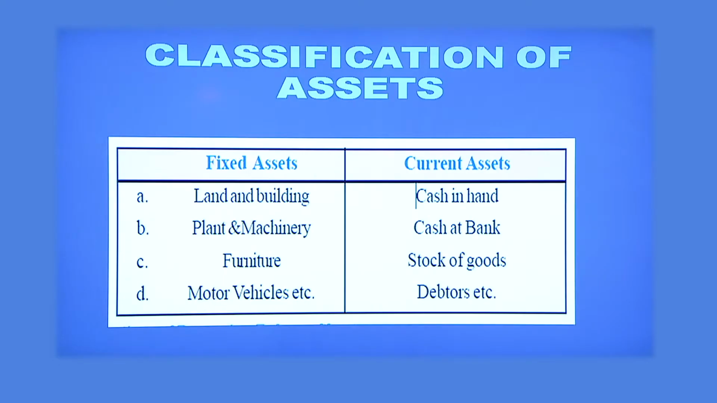We can classify assets also into two, fixed assets and current assets. Under fixed assets, we can include land, building, plant, machinery, furniture, motor vehicle, etc. Under current assets, you can include cash in hand, cash at bank, stock, debtors, etc.